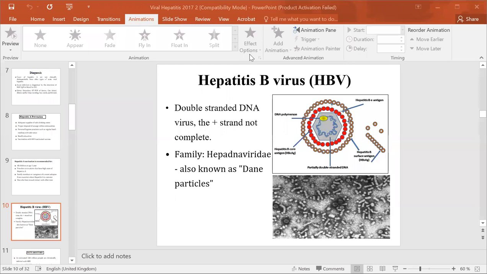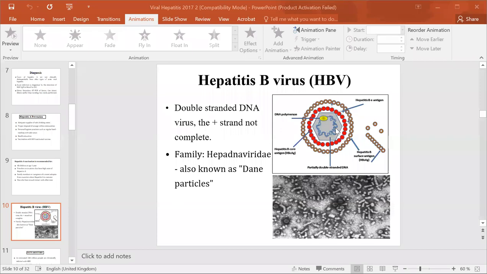If we take a look at DNAs, they are usually double stranded. You can see this is the DNA. There is a double strand going this way, all the way. But when you reach here, there is that gap which is not double stranded. So this is one of the unique characteristics of hepatitis B, that it has a double-stranded DNA with a partial strand component. So that's one thing that I want you to pay attention to.